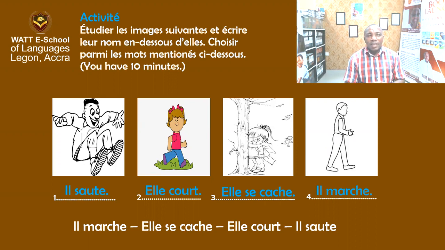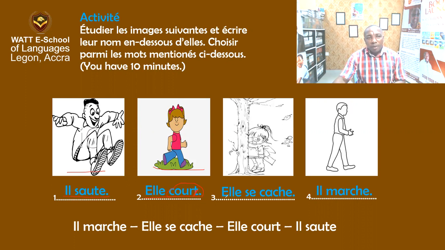Let's go. Il saute. That's the first one, number one. Il saute. Can you say, il saute? When you look at the image here, say il saute. Okay? Il saute. Looking at this image, she runs. We say elle court. Again, elle court. The T is silent. This T is not pronounced, so don't mention it.